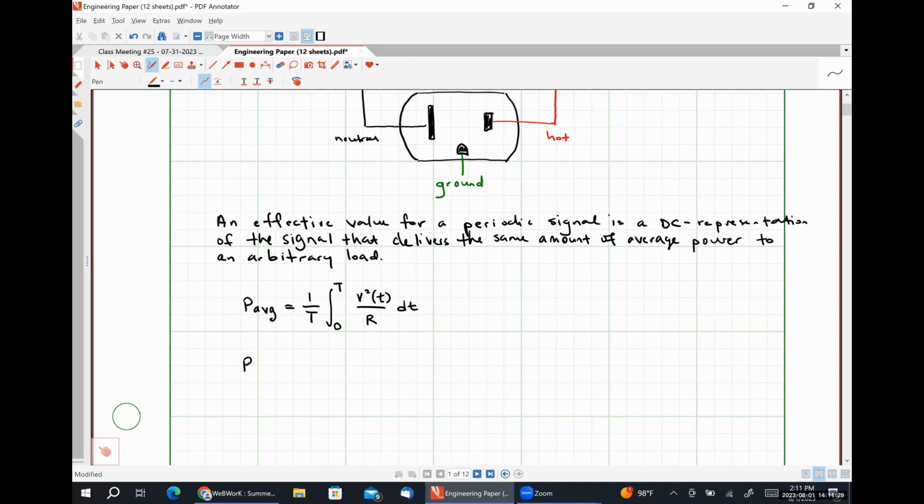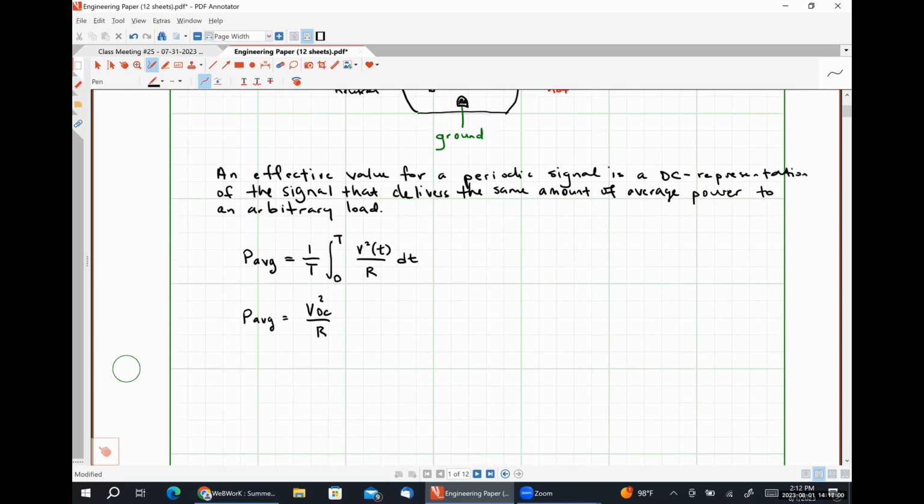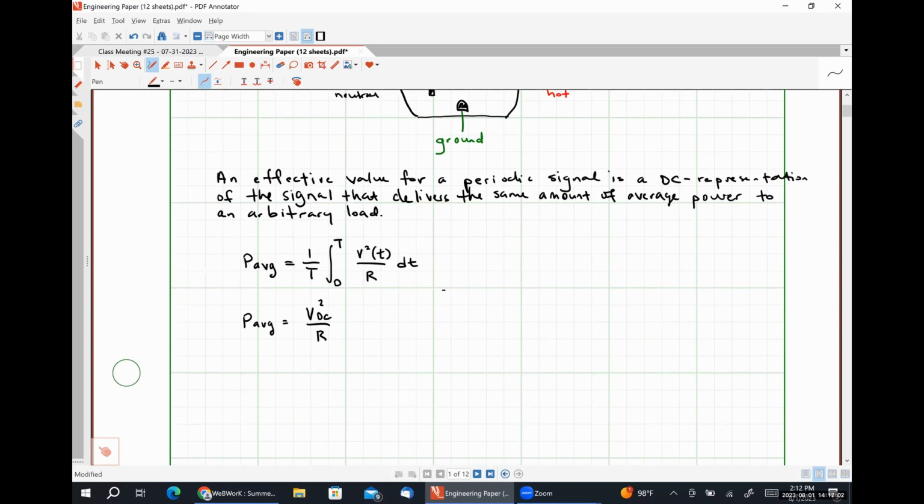Okay, so that's what it would look like for a periodic waveform V of t. For a DC waveform, our average power is simply given by our DC voltage squared divided by R, the relationship that we learned on the third day of class. So I'm going to set these two average powers equal to each other and solve for VDC. That's what's going to give me my effective voltage for my periodic waveform.